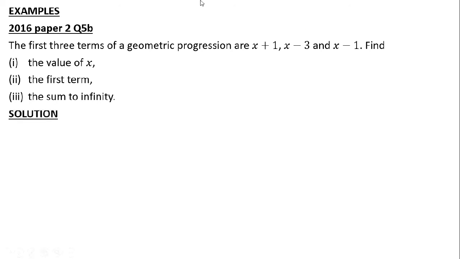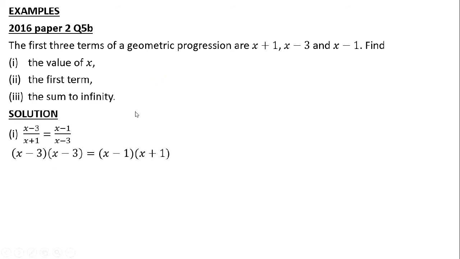So we are going to call x plus 1 T1, x minus 3 T2, and x minus 1 T3. Our R will be T2 divided by T1 equal to T3 divided by T2. So we are going to say x minus 3 divided by x plus 1 should be equal to x minus 1 divided by x minus 3. From there, we'll cross multiply.